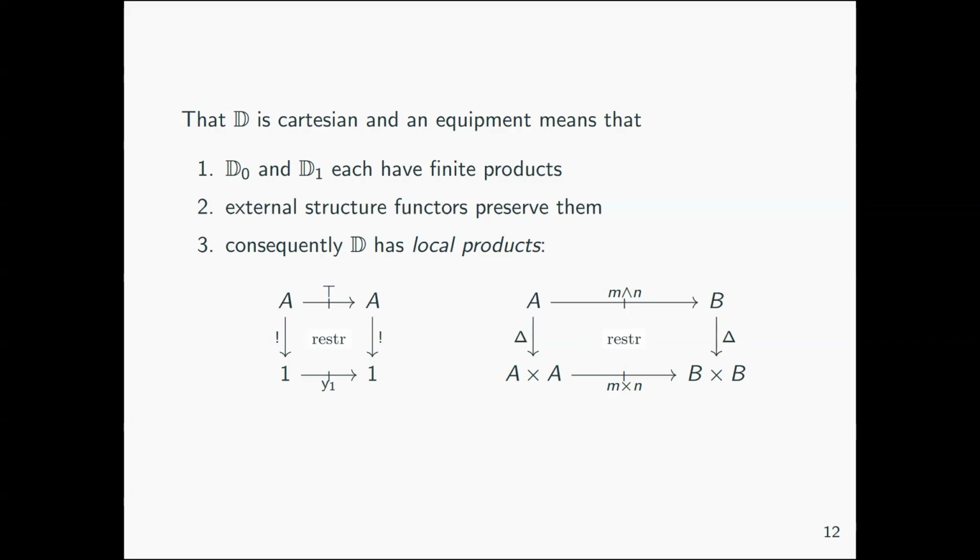For example, you can construct a terminal as a restriction, and you can construct the local product of two pro arrows, let's say M and N, by a restriction along the diagonals, which are given to you by the fact that category D0 has those products. Great.